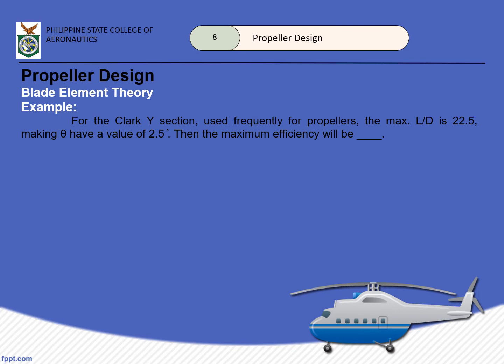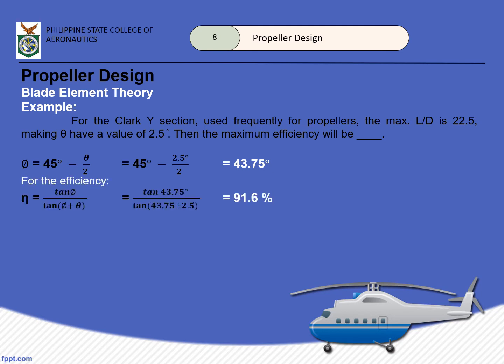So for clockwise section, take note ha, clockwise section is the certain section that we would be using when we proceed na to the propeller construction. So it is used frequently for propellers. So the maximum lift to drag ratio is 22.5, making theta have a value of 2.5. Then the maximum efficiency will be, yan, as we use nung formula na ating given kanina. So for the efficiency naman, you would be able to use the formula for the blade element theory efficiency.